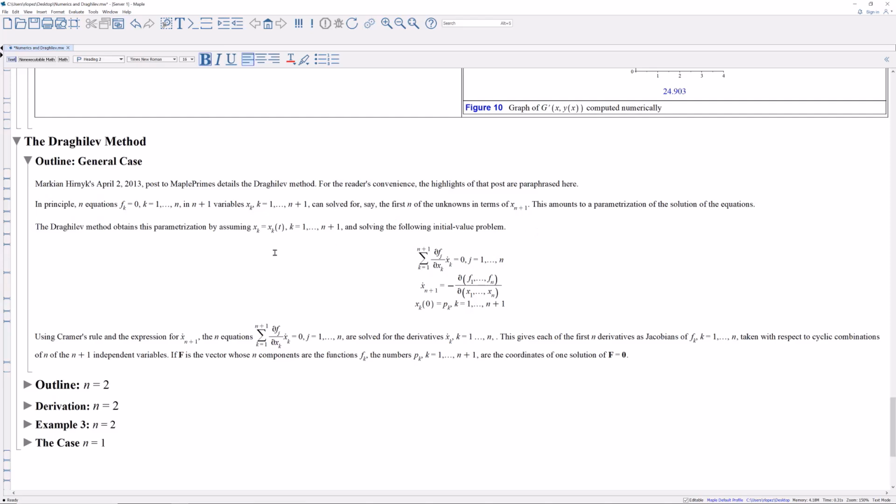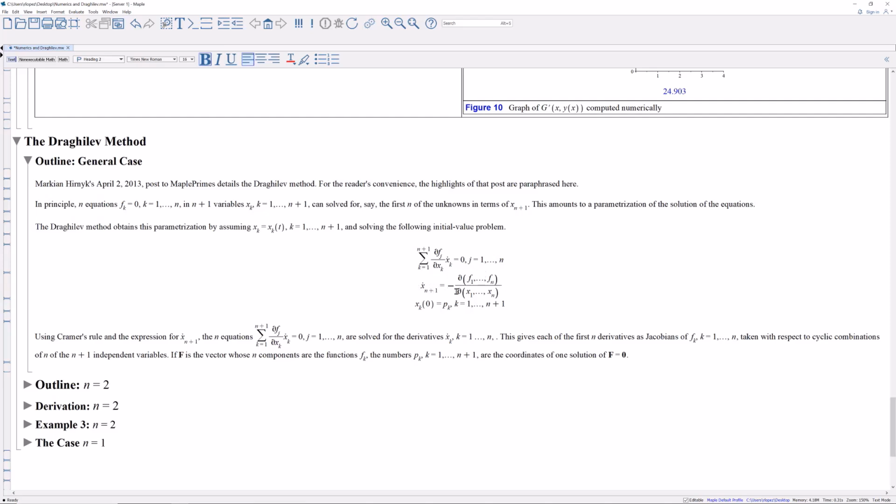You introduce a parameter, say t, and you parameterize all of the variables as functions of t. And then you differentiate. And this is just the chain rule. df/dx times dx/dt, and you do that for each of the n plus 1 variables and each of the n equations. Now you need one more equation. So you need something for x n plus 1 dot.